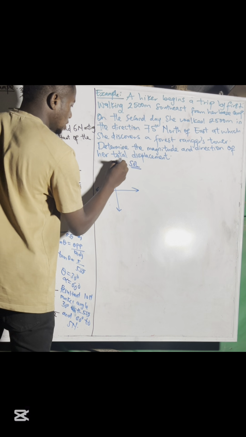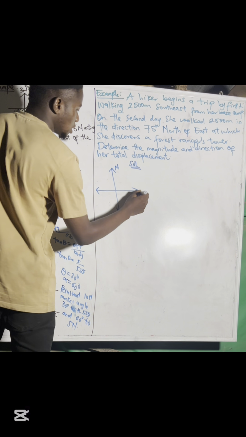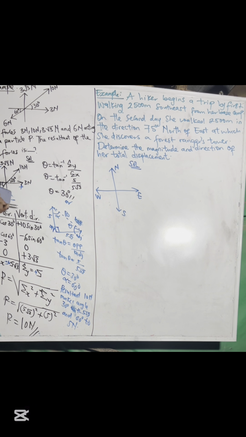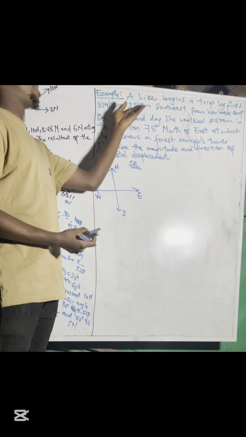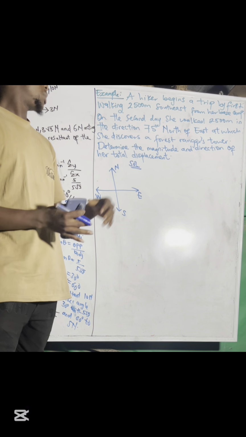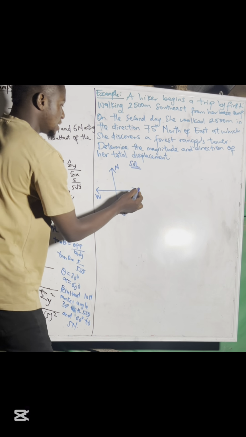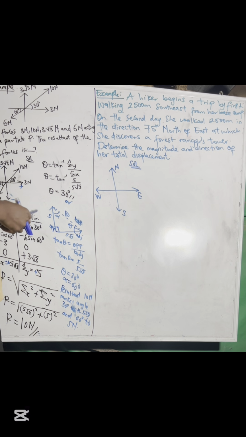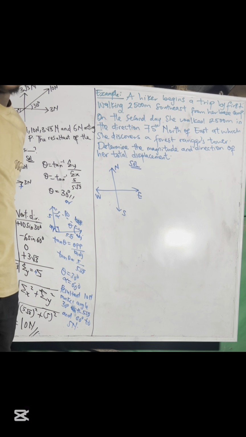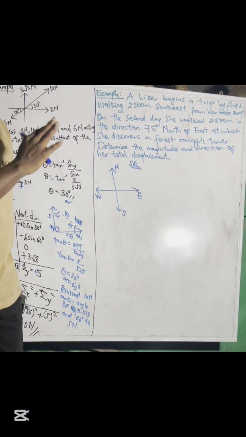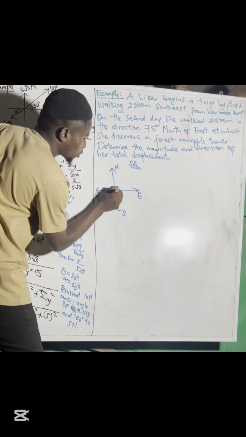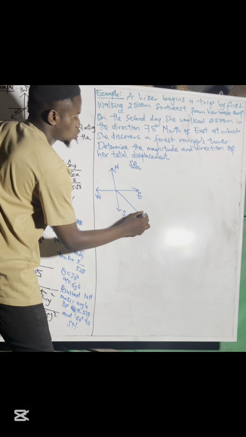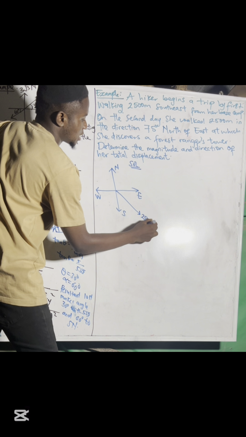Indicate the north, indicate the south, indicate the east, indicate the west. It moves 2,500 meters southeast. So this is the south, this is the east. In this particular question, we were not given the angle. They just say it moves southeast. So we are going to trace it from this middle here down like this. That is what southeast is. So this is 2,500 meters.